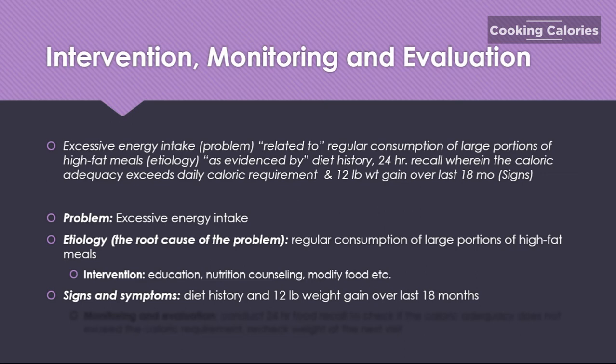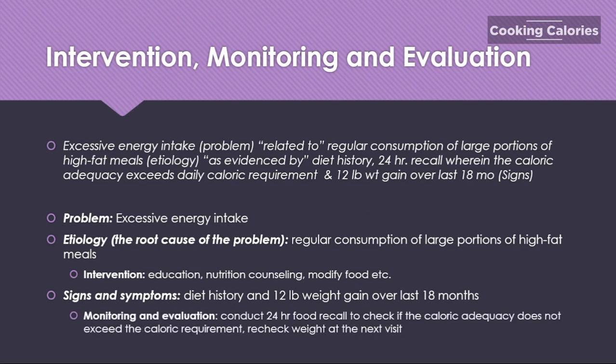Then for the signs and symptoms, we have diet history, 12-pound weight gain over the last 18 months. Also, the 24-hour recall, I forgot to place it here. 24-hour recall, which exceeds the caloric requirement. Also to add, the signs and symptoms again are the parameters that we are going to check if the patient is improving. Now for this patient, you can conduct again another 24-hour recall to see if the caloric adequacy does not exceed the caloric requirement.